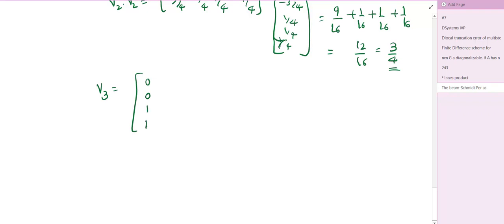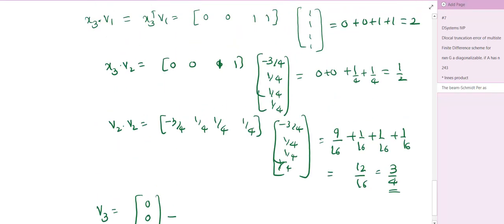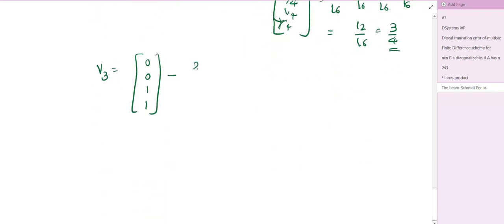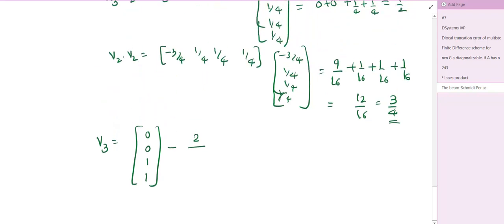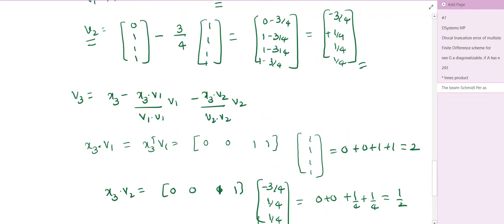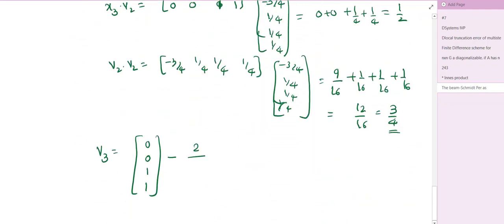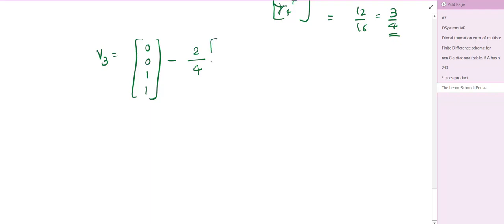minus x3 dot v1, which we have already calculated. x3 dot v1 is 2, divided by v1 dot v1, which we have already found, that is 4, into v1, minus x3 dot v2 is 1 by 2, and v2 dot v2 is 3 by 4, which we have already found, that is again v2, 1 by 4, 1 by 4.